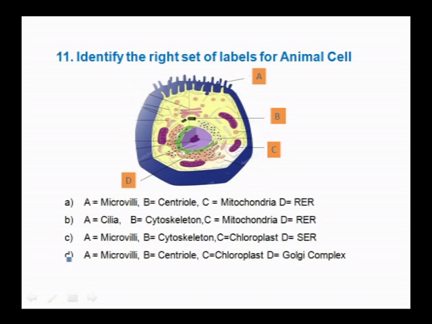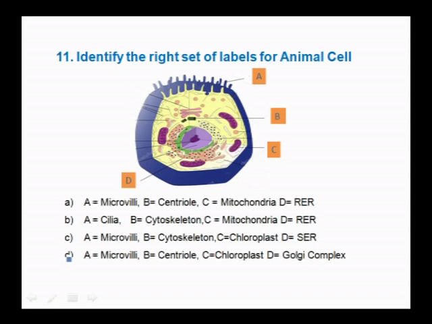So the answer for this one is, we can clearly see it there. The foldings on the surface of the animal cell which increases the surface area for absorption or any other activity is referred to as microvilli. So option A is microvilli. B, the labeling is indicating certain paired structures which are in close association with the nucleus. They are nothing but the centrioles.